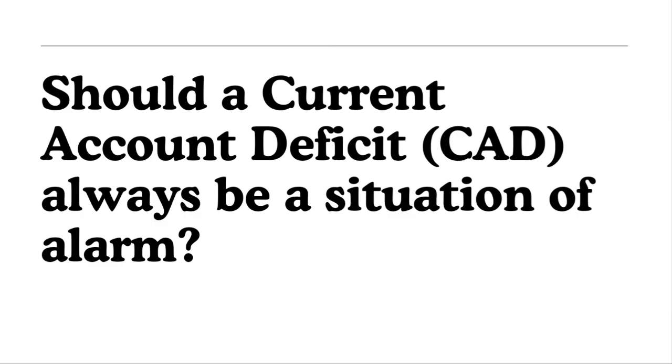So right off the bat, you cannot say CAD is good or bad. It is whether it is a situation for alarm or not. How we can say is by looking at the root cause of what actually caused this deficit in the first place. Only then can we say whether it is good or bad.